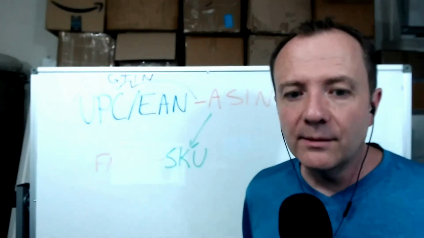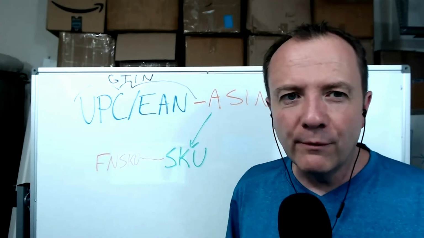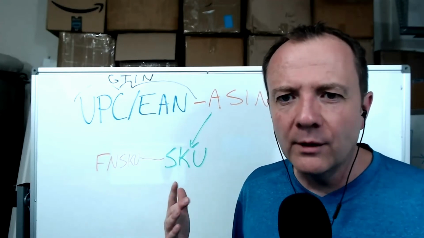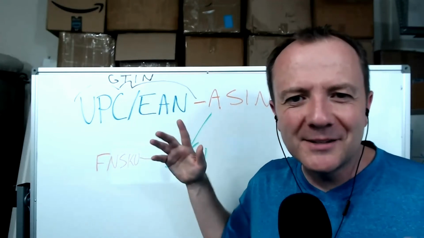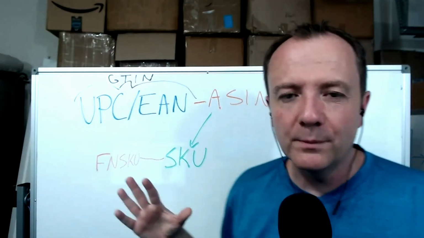Then in the Amazon world, Amazon is going to assign what's called an ASIN, an Amazon Standard Identification Number. That's something we probably understand because we've probably seen that number before, and we have a good sense that a product has an ASIN. But after that, it kind of gets a little blurry, so I want to help clarify that.